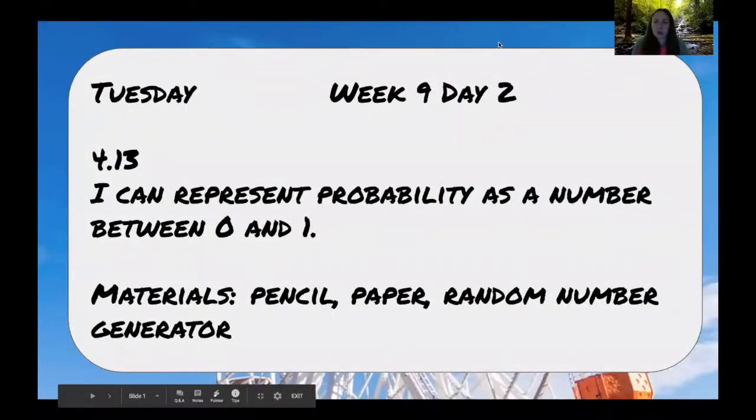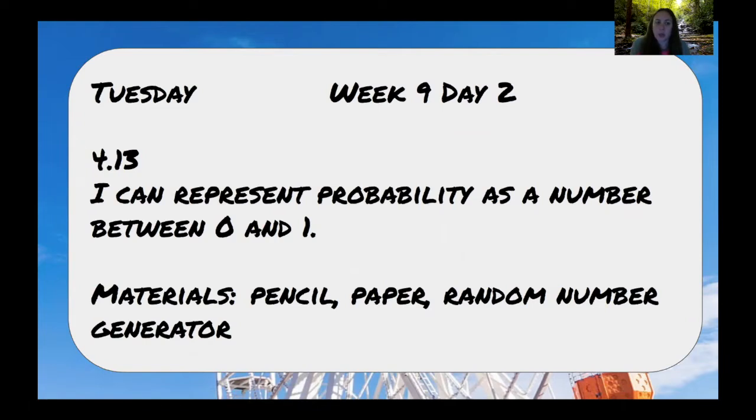Fourth graders, welcome to week 9, where we are learning about probability. Yesterday, we worked on finding the outcome of a simple event. Today, we are going to be looking at a number line. Our I can statement is: I can represent probability as a number between 0 and 1.